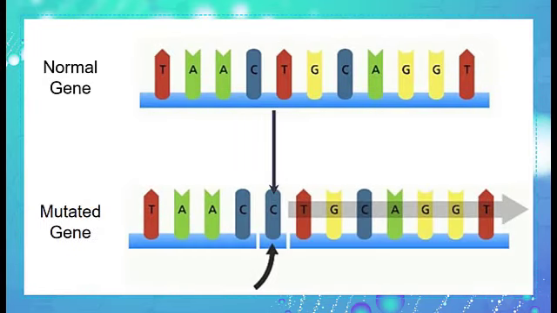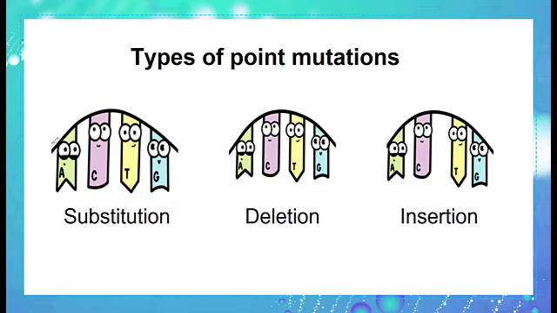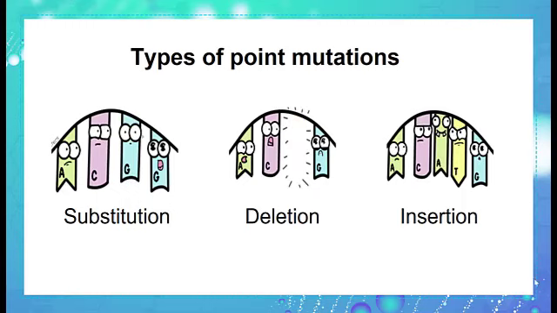Now, in this last type of mutation, notice that one nucleotide C is added to the sequence. It is inserted between the nucleotides C and T. This mutation is called a point mutation by insertion. So, the 3 different types of point mutations are substitution, deletion, and insertion.